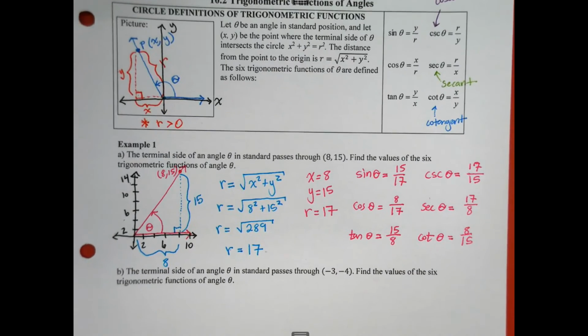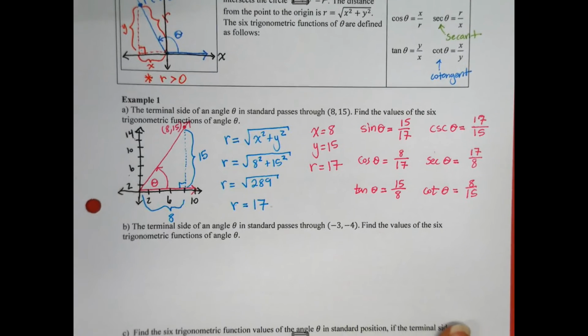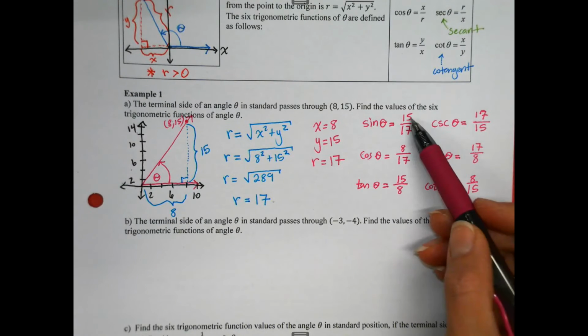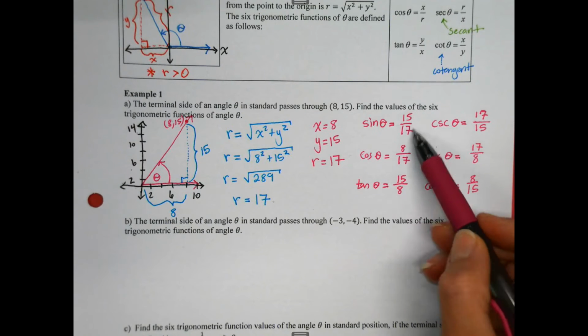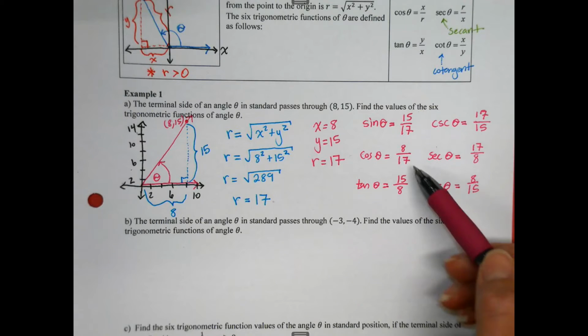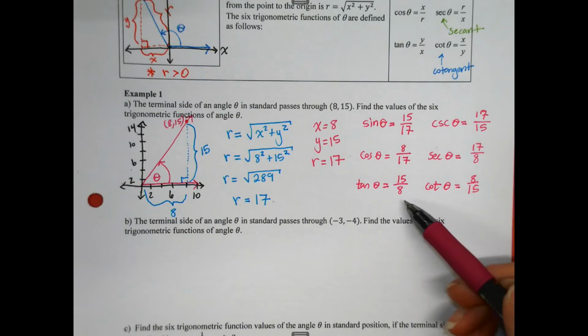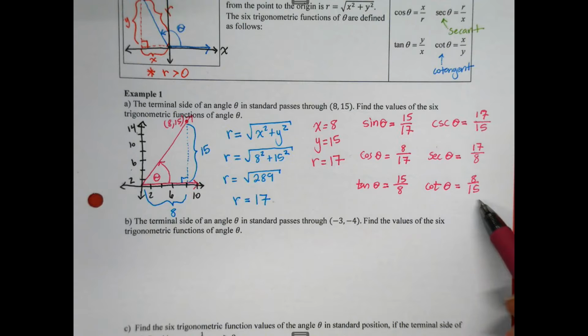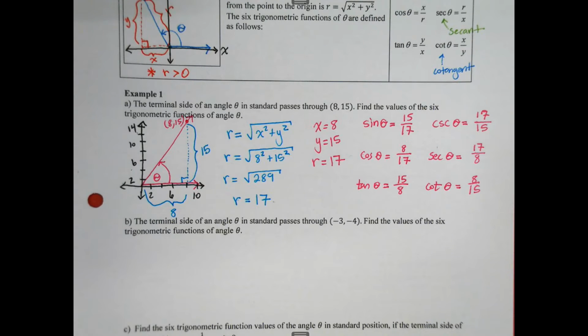Or since you're very familiar with sine, cosine, and tangent, you could simply take the reciprocal or flip sine to get cosecant, flip cosine to get secant, and flip tangent to get cotangent. So you don't necessarily need to memorize secant, cosecant, and cotangent. Just remember that relationship.